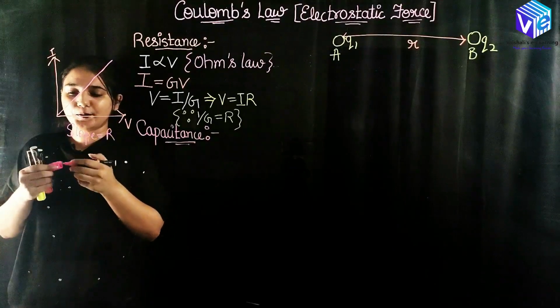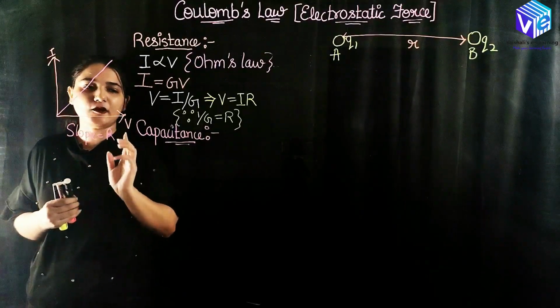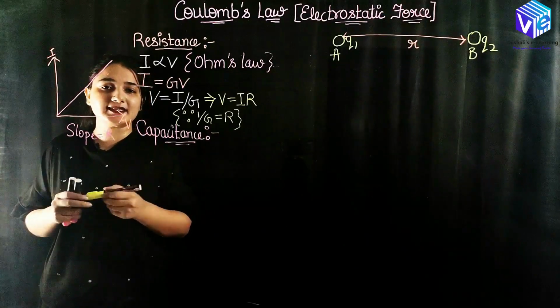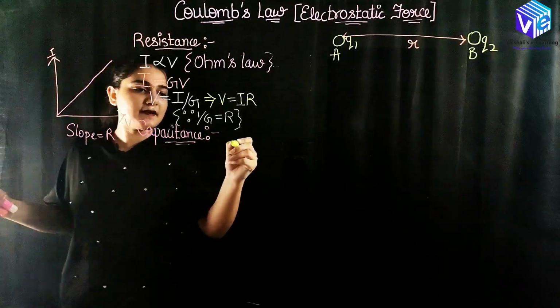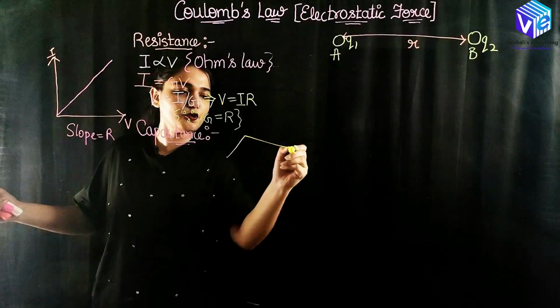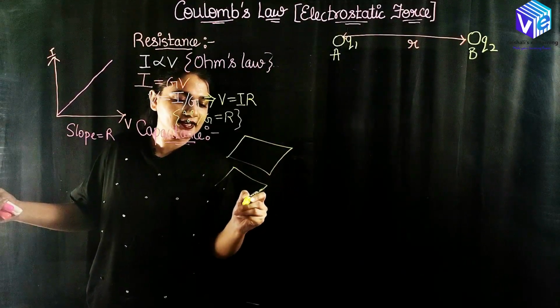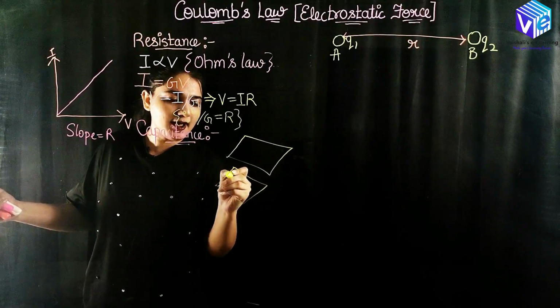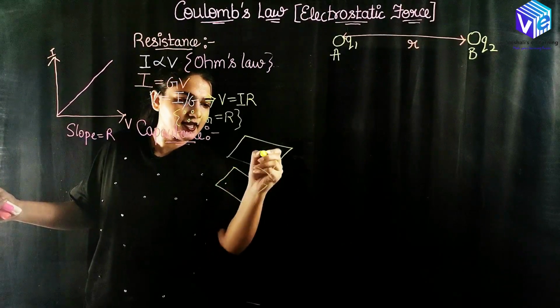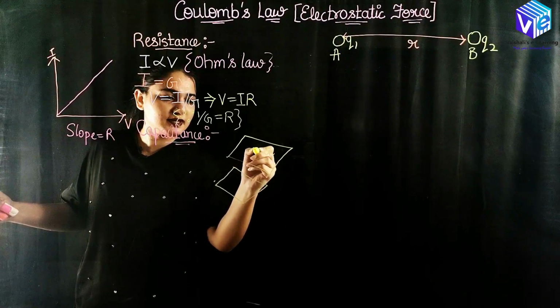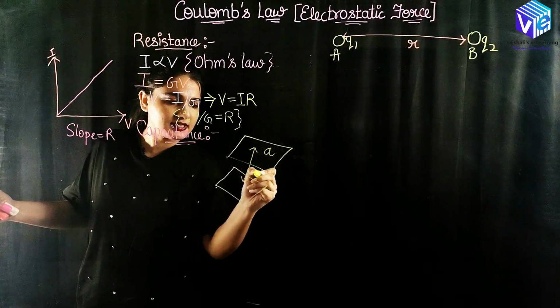Okay, so the slope of this graph will give me the value of the resistance. Now coming to the capacitance. So what is capacitance? Capacitance can be measured from the two dielectric slabs. If I have these two dielectric plates, I am taking their area to be A, and the distance between both of them is D.